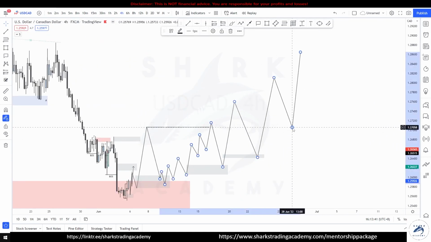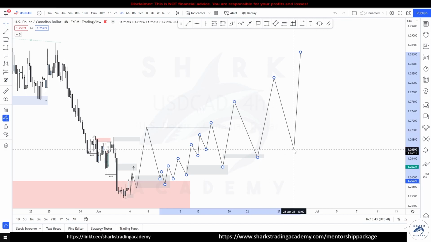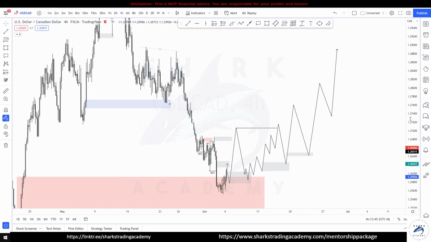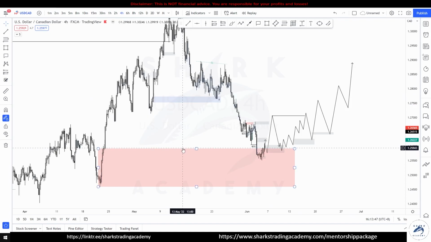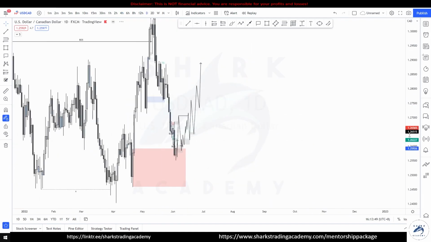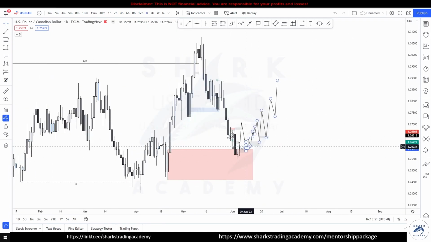So we do not necessarily expect prices to tap back into the extreme. Prices can just move off from here. We do not know for sure. So then this is the game plan for dollar CAD, right? Again, we expect some sort of low time frame shift.